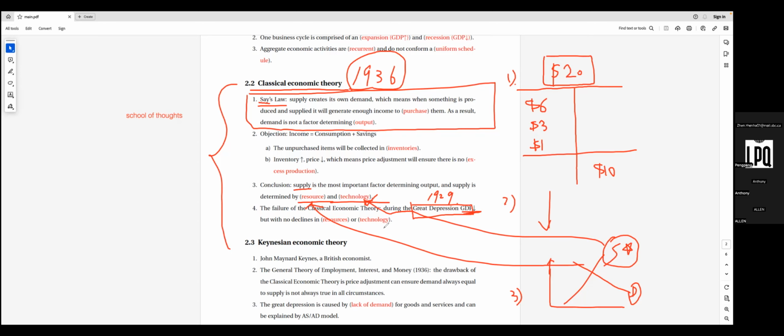But the truth in reality is that in 1929, in the USA, there was no decline in resources. No natural disaster happened in that year. And there was no decline in technology, because in human history, every year we always accumulate knowledge. Right? It is kind of impossible to have a decline in technology level.